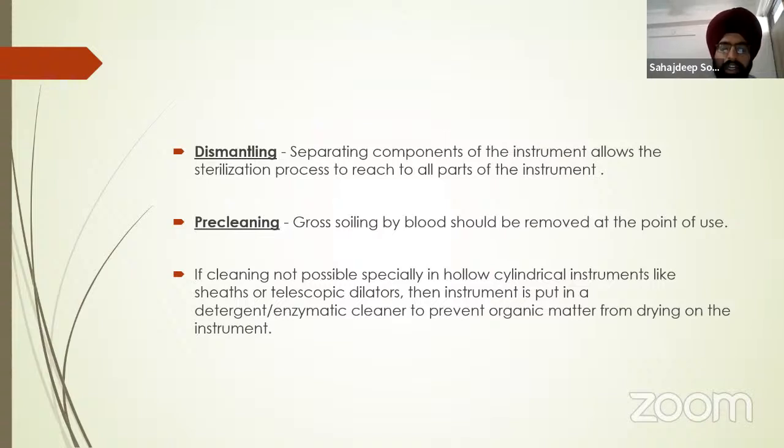Then comes pre-cleaning, which includes removal of all the gross soiling. Gross soiling by blood should be removed at this point of use. If cleaning is not possible, especially in hollow cylindrical instruments like sheaths or telescopic dilators, the instrument should be dipped in a detergent or enzymatic cleaner to prevent organic matter from drying in the instrument.